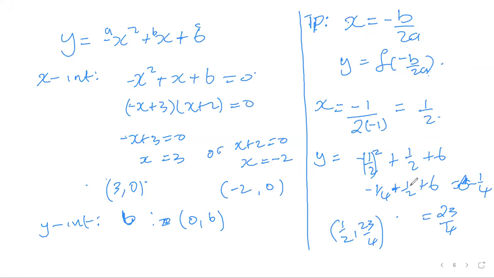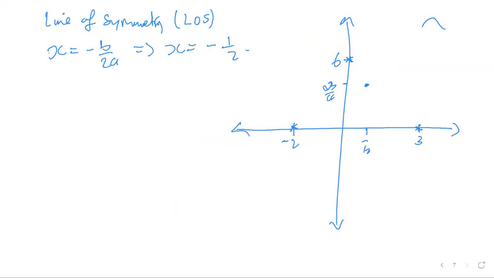This is supposed to be a plus, because a half minus 1/4 is positive 1/4, so this should be 25/4, which is actually 6 point something. So if it's 6 point something, greater than 6, that means our turning point will not be here. Our turning point will be somewhere slightly above 6 there at 25/4, turning there.